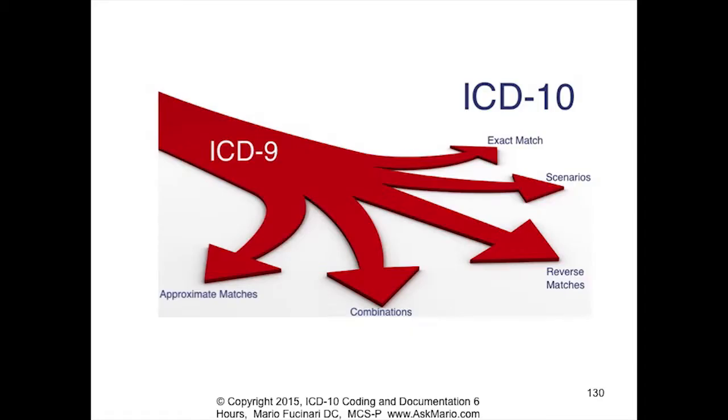There are apps out there. You know, Find a Code is one of the apps. They don't work. They don't work because of these conversions, okay? So the conversion here, again, sometimes it's an exact match. Sometimes it's a reverse match. There's a lot of combination codes that we as chiropractors are going to use, and there are some approximate codes as well, okay?